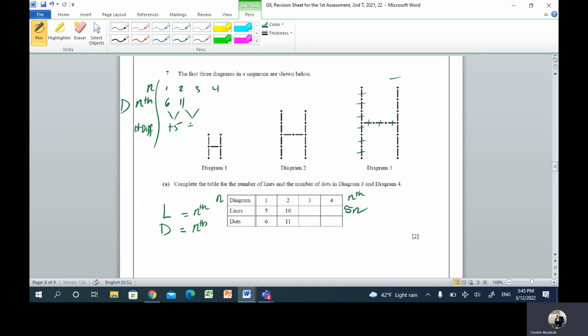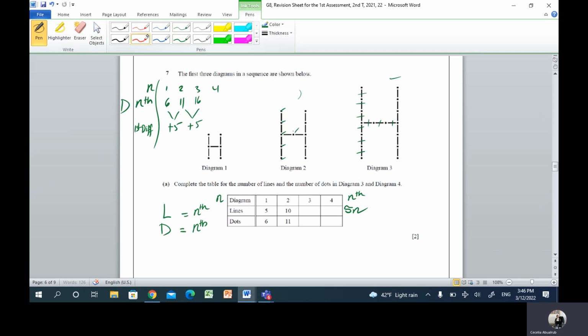So if we add 5 here, it will be 16. Let's check on that. 1, 2, 3, 4, 5. 5 plus 5 is 10 plus 1, it will be 11. So 6 to 11, we're adding 5, right? Okay, and then if we add 5, sorry, yes, that's right. I thought that this is the third diagram, so that's why I got confused. So it's right, this is 11.